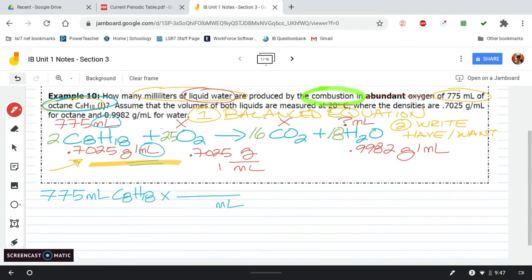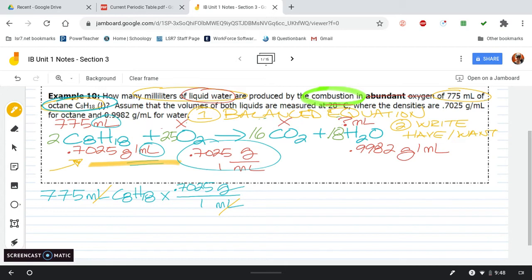So I could go back to my problem and put grams on top and milliliters on bottom. If I'm using this, then there's 1 milliliter on the bottom, and there would be 0.7025 grams on top. So it's just an excellent conversion factor because if you look at your units, milliliters are on top and bottom as they're canceling. So that's perfect. Now we have grams.